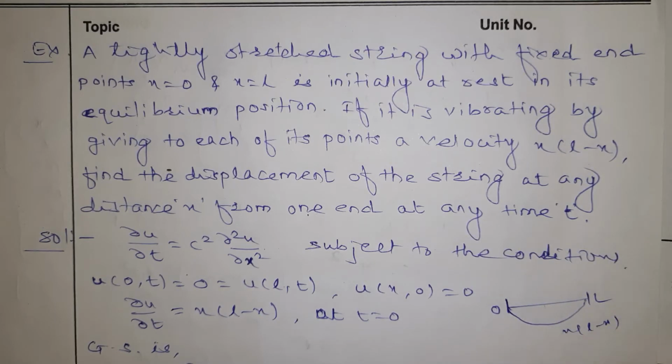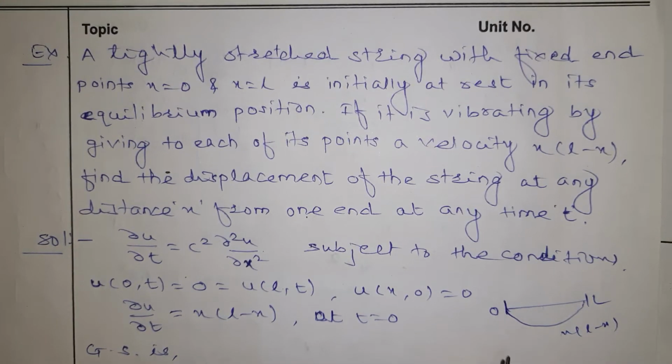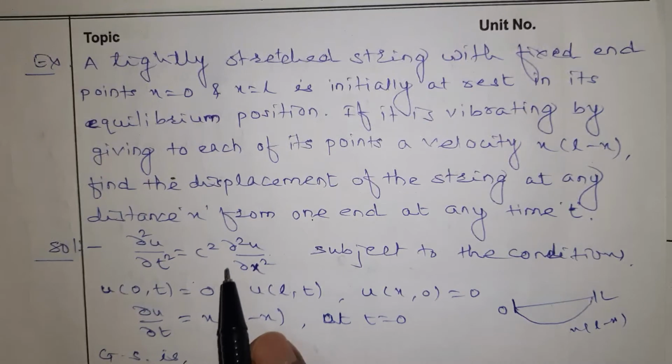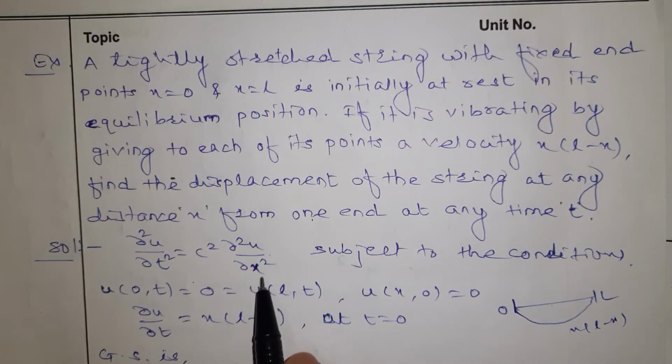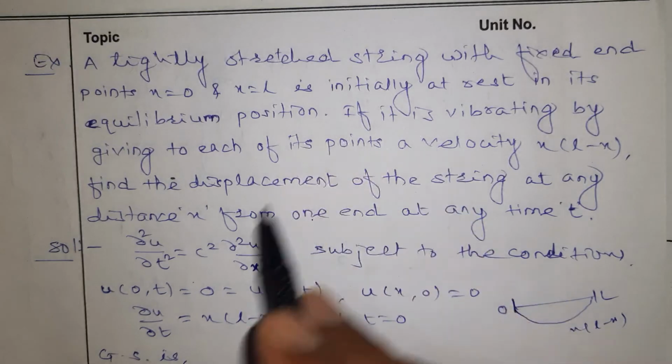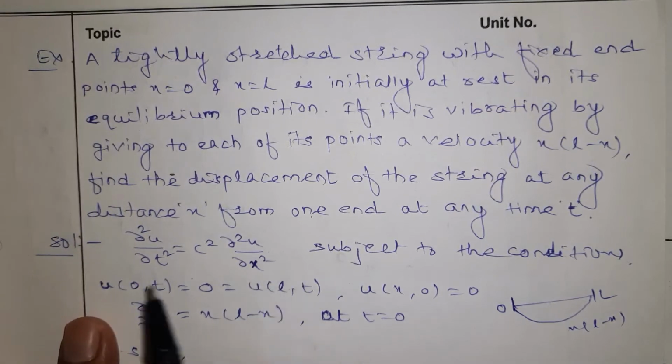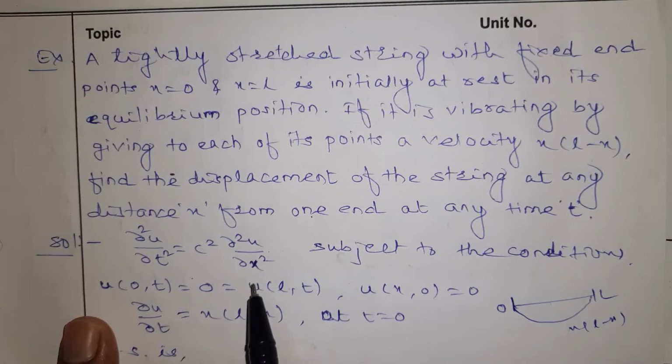So I have to find the displacement u at a distance x and time t, which means u is a function of x and t. So take our wave equation. What is our wave equation? Dou squared u by dou t squared is equal to c squared dou squared u by dou x squared. Whenever a vibrating string is there, consider the wave equation.